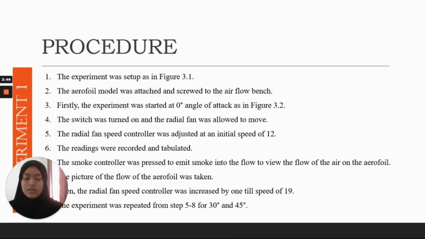The smoke controller was pressed to emit smoke into the flow to view the flow of the air on the aerofoil. The picture of the flow over the aerofoil was taken. Then the radial fan speed controller was increased by 1 until speed of 19. The experiment was repeated from step 5 to 8 for 30-degree and 45-degree angle of attack as in figure 3.2.